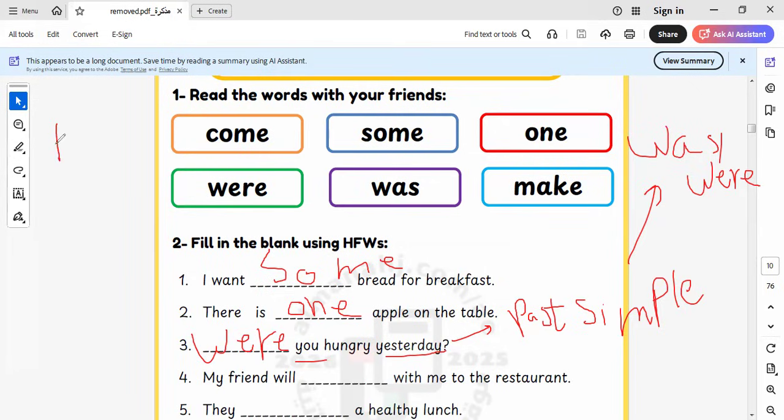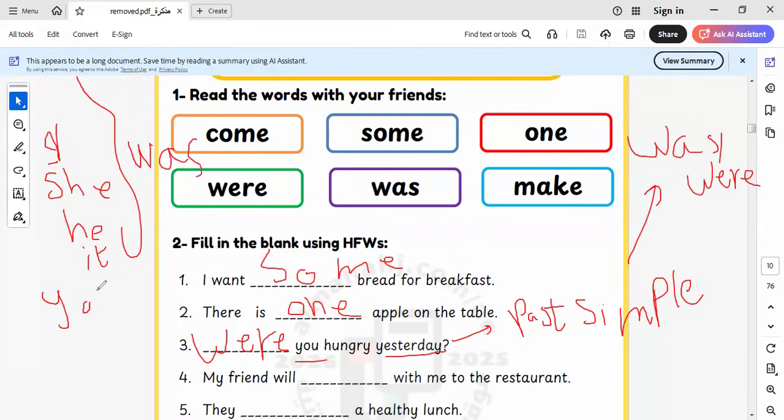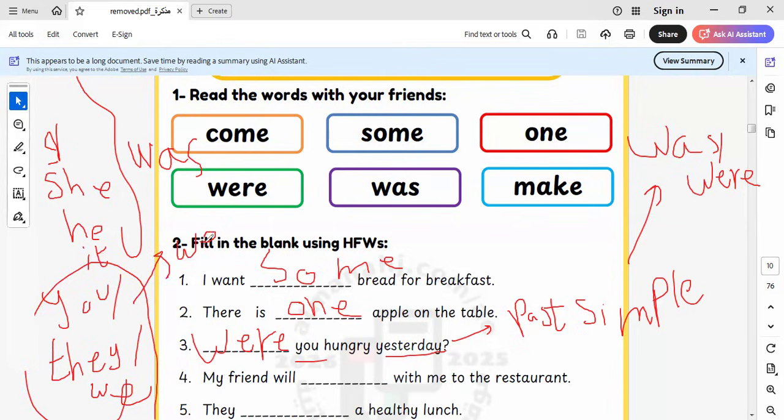I would like to remind you that with the verb to be in the past, some pronouns take "was" and others take "were." I, he, she, it take what? Take "was" in the past. You, we, they take what? Take "were" in the past form. Okay.